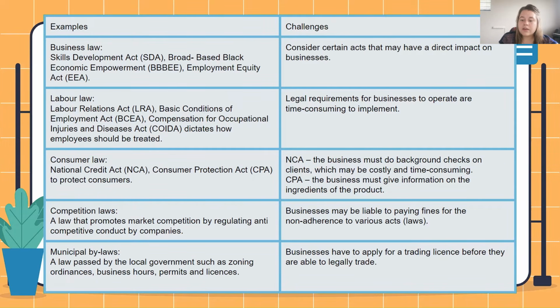Then the CPA. This is the business must give information on the ingredients of products. So now you'll see every product has a list of ingredients. Some even have the percentages, and they've got all the nutritions. So it's because of the Consumer Protection Act that they have that.